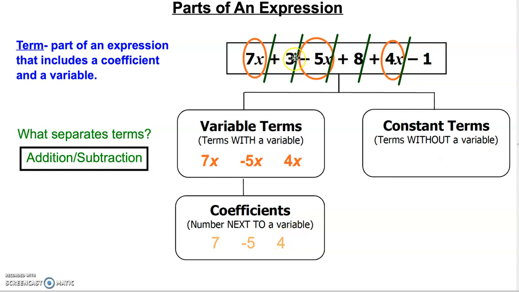But then we have these other terms that don't have a variable with them. Those are called constant terms. The 3, 8, and negative 1. Notice that the sign in front carries with each term. So this 7x is a positive. The 3 is positive. This 5 has a negative in front of it. That negative carries with that term. Same goes for the constant term. This term is a negative 1.